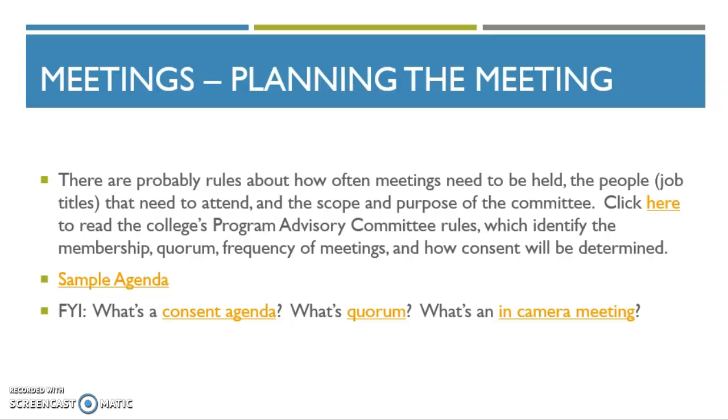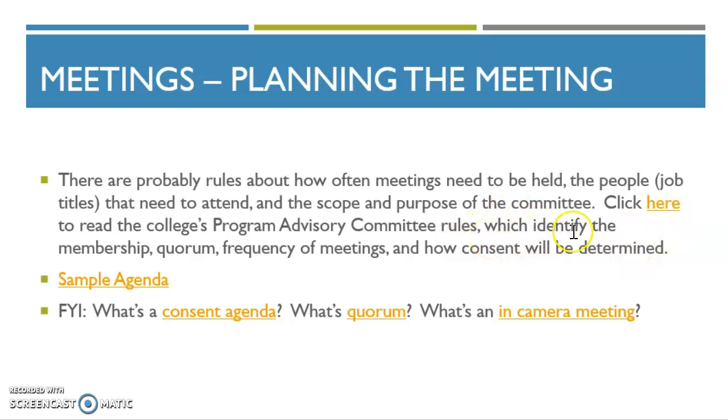Okay, so there are probably rules about how often meetings need to be held. If you're at an organization, a private company even might say, we're going to have meetings monthly, and these are the people that need to attend these meetings in order to make decisions. It might be because your company is overseen by a board of directors, and in order to fulfill the responsibilities that the board has set, you have to meet monthly, and certain job titles have to be there. It might also tell you the purpose and the scope of all of the meetings.